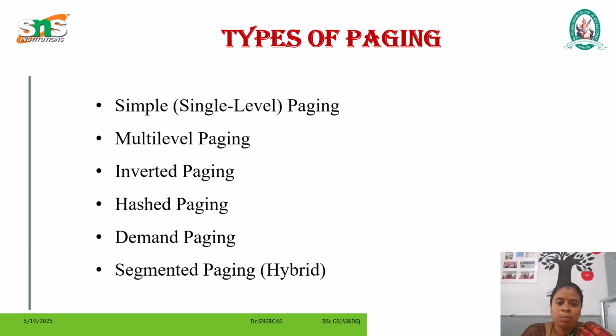Next one, segmented paging. It is called hybrid paging. It combines segmentation and paging. The combination of both segmentation and paging is called segmented paging. It is the hybrid paging. Memory is divided into segments. Each segment is further divided into pages. It is the segmented paging.